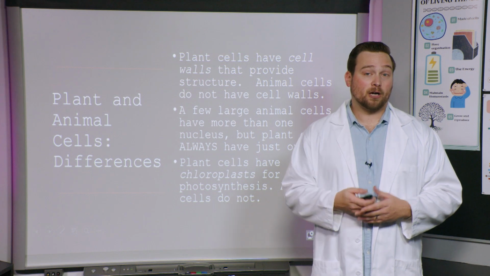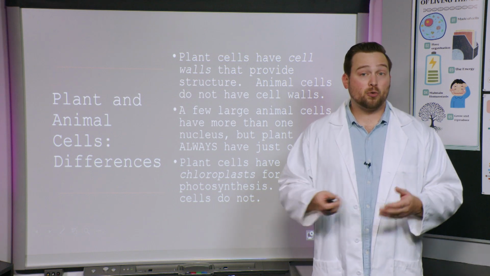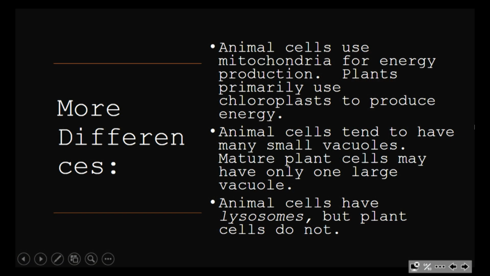Okay, I have a couple more key differences between these two cells for y'all. Okay, so another difference between these two types of cells is that animal cells have mitochondria, and that's what we're using to make energy. Okay. Plant cells primarily use chloroplasts to make energy, but they do have mitochondria in there as well. Okay? We mentioned earlier how plant cells have one large vacuole, while animal cells have many small vacuoles.